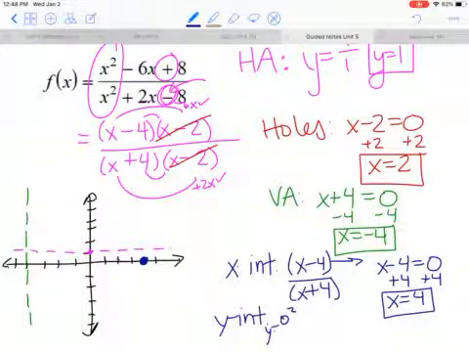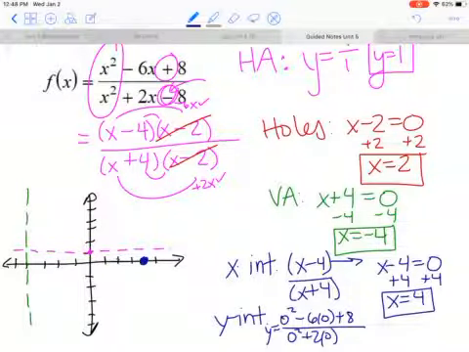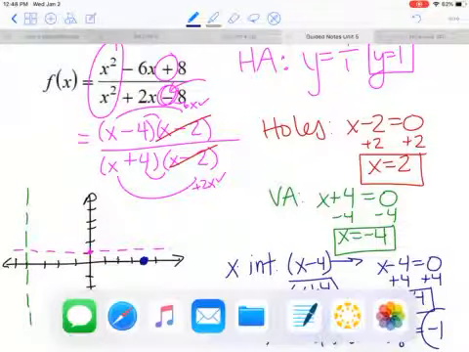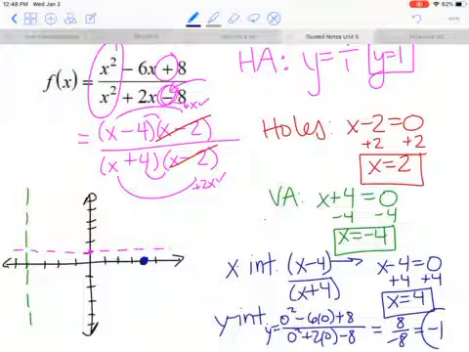And our y-intercept is just plugging in. Oops, y equals 0 squared, take away 6 times 0, so this is our original equation, over 0 squared plus 2 times 0, take away 8. Solve that, and we get 8 over -8, which is -1. So at y equals -1, that's right here. So we know that it's going to cross through those 2 points.